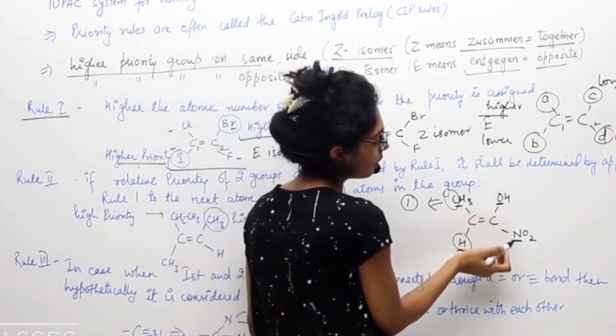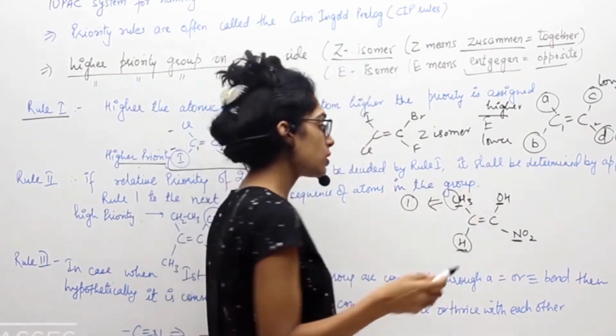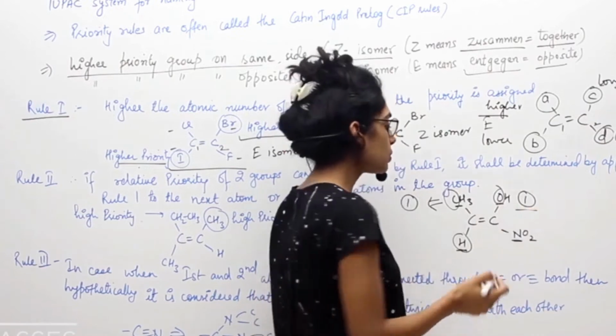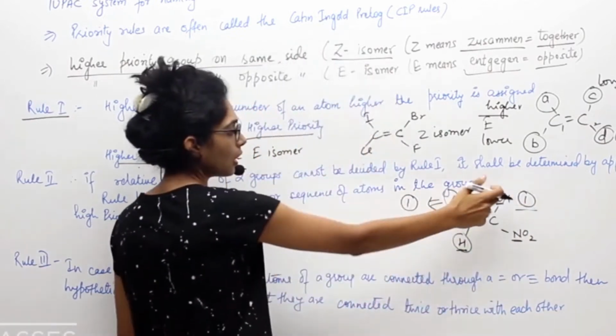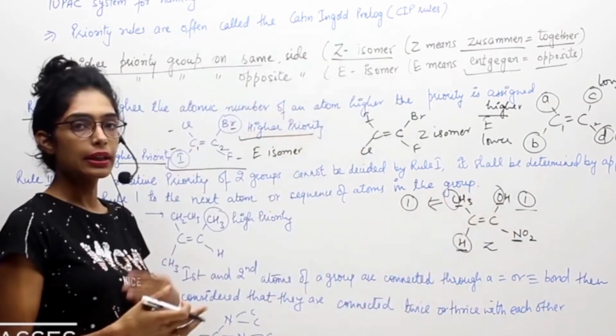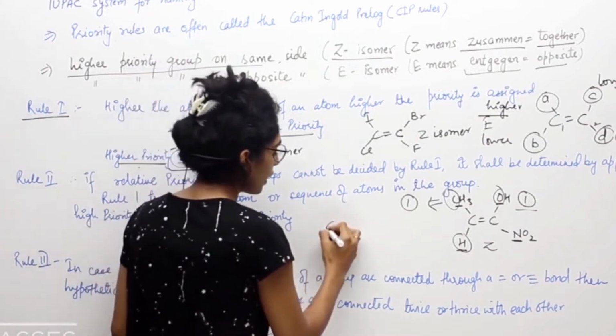So this is priority 1 or higher priority. Similarly, in this case, oxygen and nitrogen are the direct attachments. Oxygen has the higher atomic number, so this is priority 1, the higher priority group. If both of the higher priority groups are on the same side, this will be Z. If these would be in the opposite direction, then in that case it will be E.